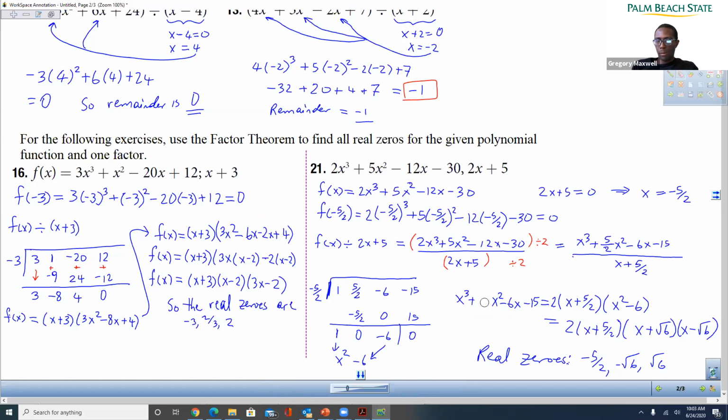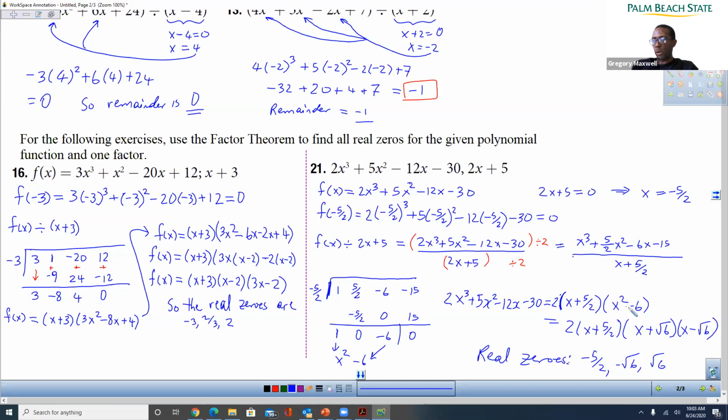Factors out to be 2 times this factor times this quotient. Because I divided top and bottom by 2, effectively I factored out 2. So the original polynomial has to be adjusted back. So that's where this modification is.